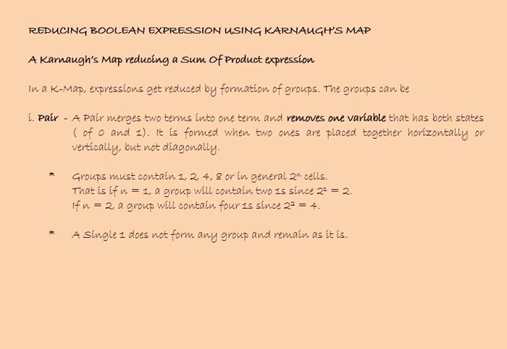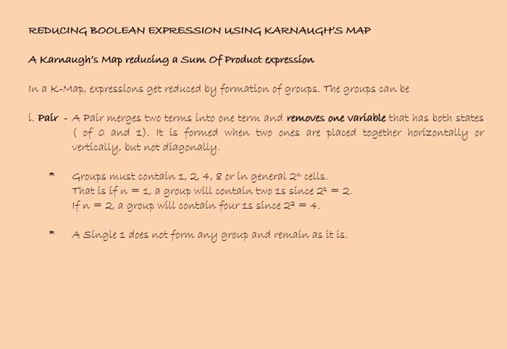Now, in order to reduce an expression, we need to know about a few important terms. There are something called groups in a K-map, and a group can be a pair. A pair is formed when two terms are placed either sideways or vertically. Then, in a group which is a pair, one variable gets removed, the one which is changing state. It is also possible for a K map not to have any pair, it can have a single one also.